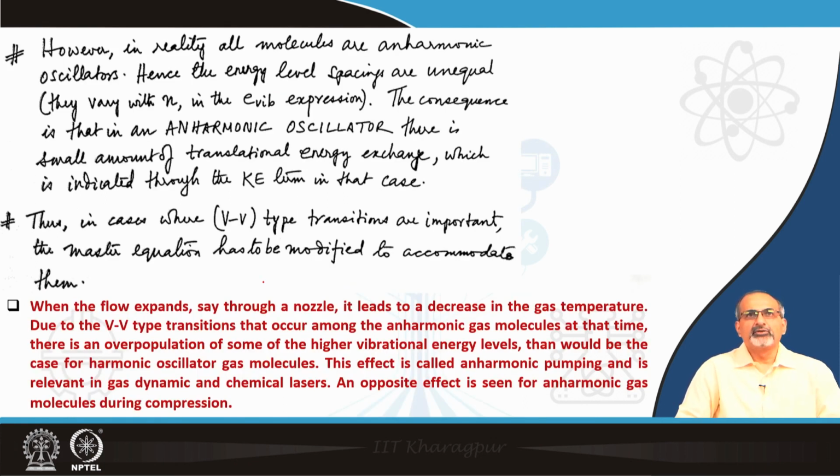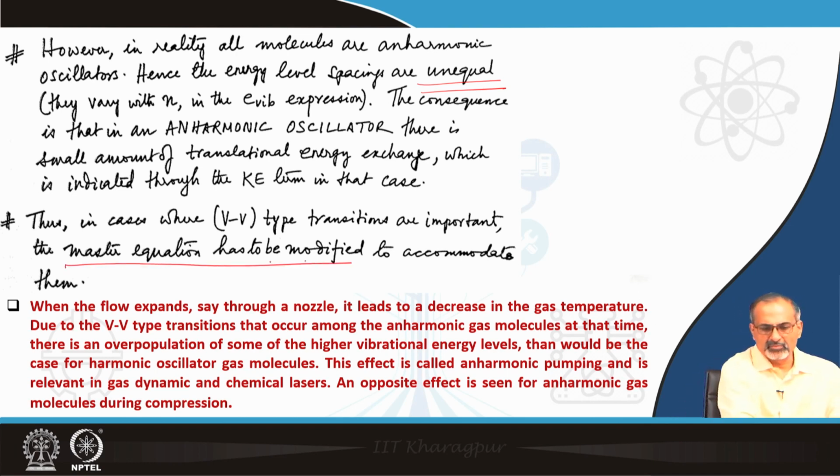In reality, all molecules are anharmonic oscillators, hence the energy level spacings are essentially unequal. They vary with n in the E vibration expression, if you look at it that way, and the consequence is that in an anharmonic oscillator, there is a small amount of translational energy exchange, which is indicated through the Ke term we have seen before. Thus, in cases where the VV type transitions are important, the master equation has to be modified to accommodate them.